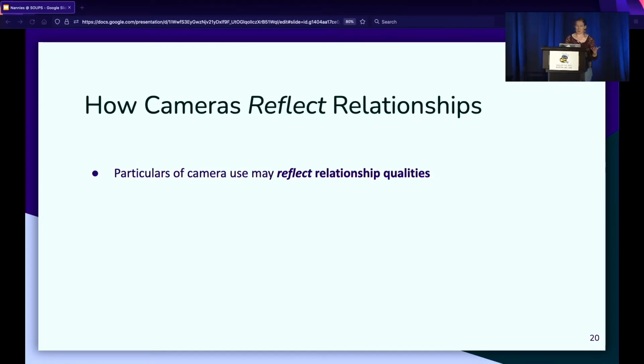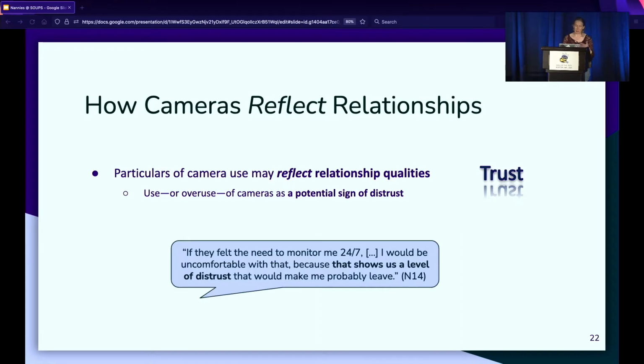For example, some participants viewed camera use and whether cameras were disclosed as an indicator of employers' attitudes toward the nannies, affecting those relationship dynamics. Many participants became concerned about trust if they saw that employers had cameras everywhere in the house or seemed to be constantly watching them. For instance, Nanny 14 said, "If they felt the need to monitor me 24/7, I would be uncomfortable with that because that shows a level of distrust." And some participants even viewed it as a signal of distrust if their employers had cameras at all. So again, there's a range.